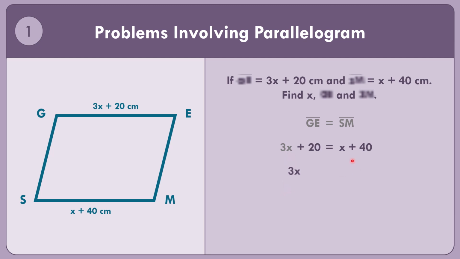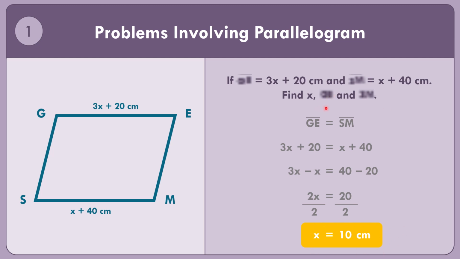First, we need to solve for the value of x. Bring down 3x, move x to the left side, that becomes negative x. Bring down 40, and then move 20 to the right side, that becomes negative 20. 3 minus 1 becomes 2x. 40 minus 20, the answer is equal to 20. To solve for the value of x, let us divide by the numerical coefficient 2. 2 divided by 2 is x, and 20 divided by 2 is 10. The unit is centimeter. So the value of x is equal to 10 centimeters.